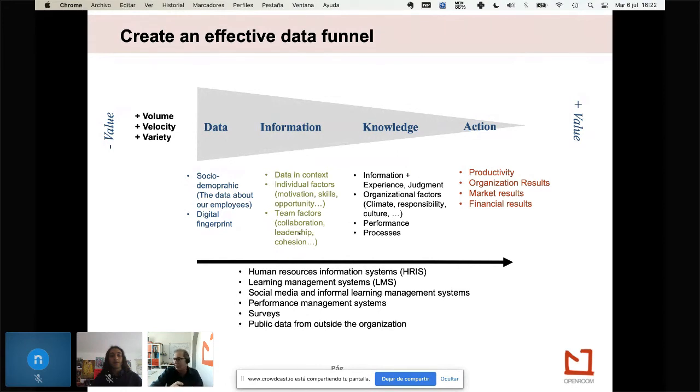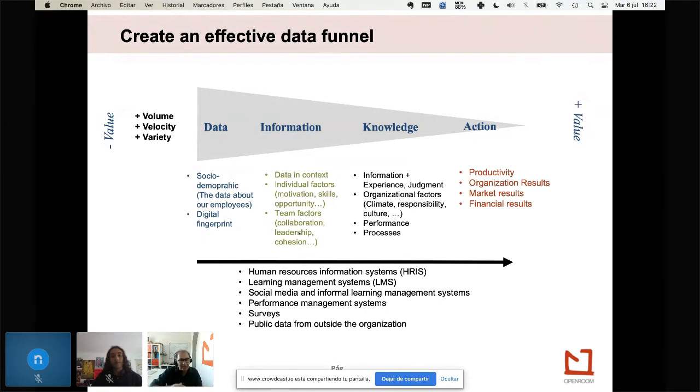If we want to create knowledge, we need to add some judgment. We need to have some experience, and this experience and judgment is not only in the people, it is in organizational factors like climate, culture, processes, and performance. This actually creates the why this thing happens.